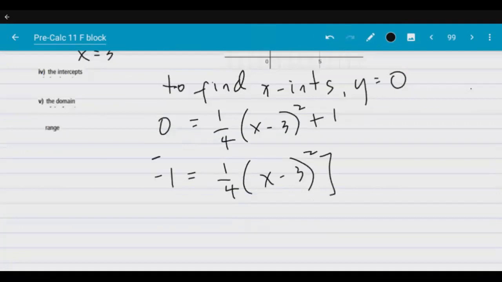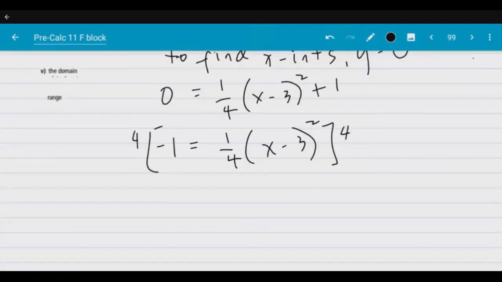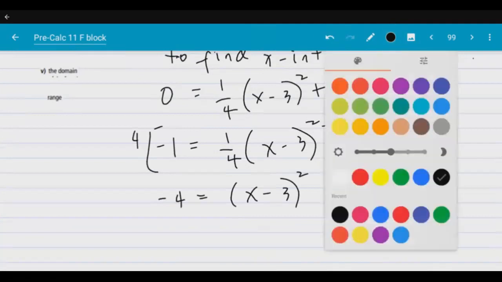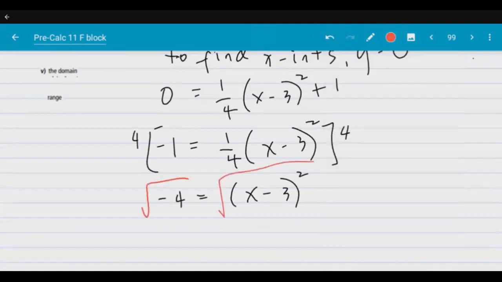Probably you will multiply both sides by 4. Some of you might recognize something right away, but let's just continue with this for now. Negative 4 equals x minus 3 squared. Now, guys, to be able to solve for x, you will have to get the square root of both sides, isn't it? So if we get the square root of this, what do you notice? Hey, wait a minute. There's no square root of negative 4. So what does that tell you? There is no x value that you can get because this one is going to be undefined. What does that tell you? There is no x-intercept. All right? In fact, the graph itself shows you, right?